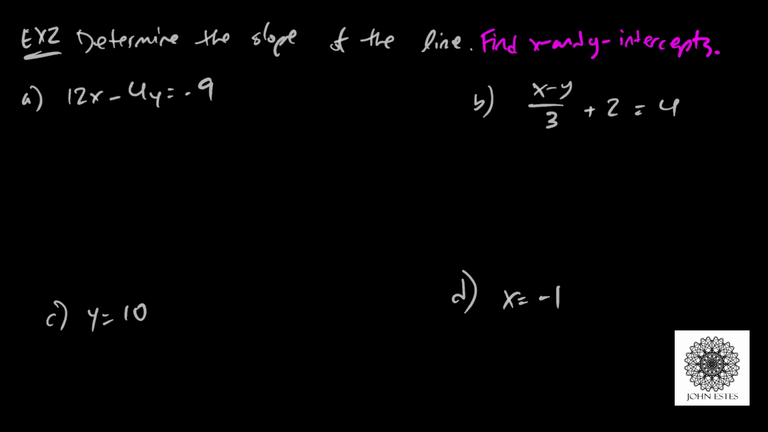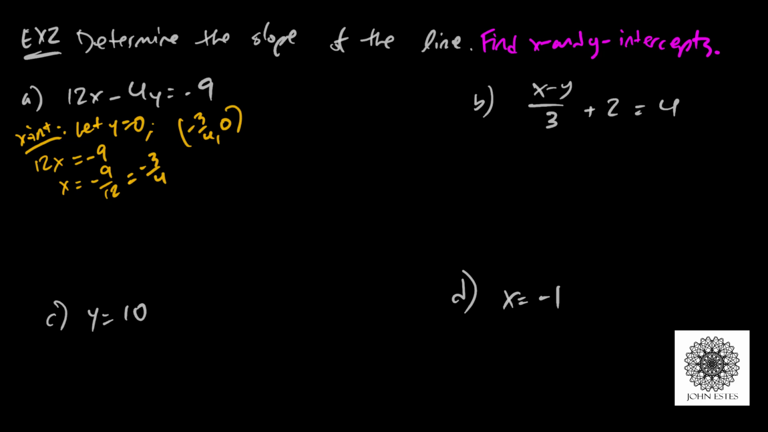Okay, so for A, we have 12x minus 4y equals negative 9 as my equation. So for my x-intercept, you let y equal 0. If I let y equal 0 here, I have 12x minus 4 times 0, which is 0, equals negative 9. So x equals negative 9/12. Since I can divide a 3 out of everything here, I end up with negative 3/4 as my x-coordinate. So that means my first point on this line is negative 3/4, 0.